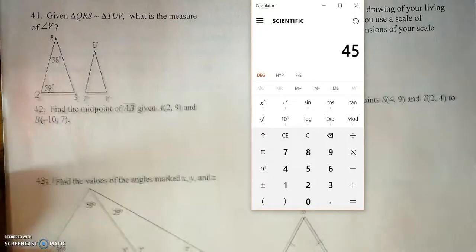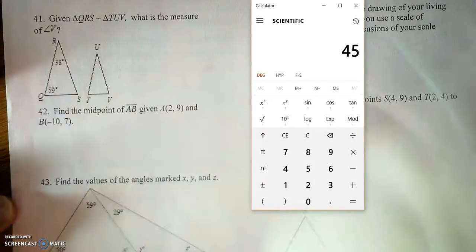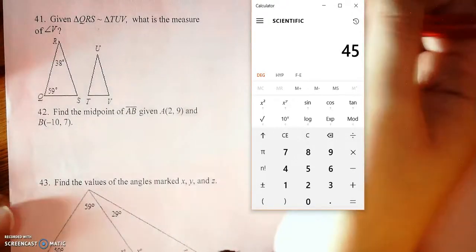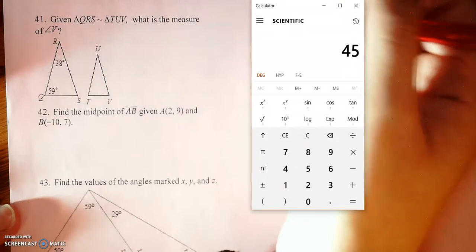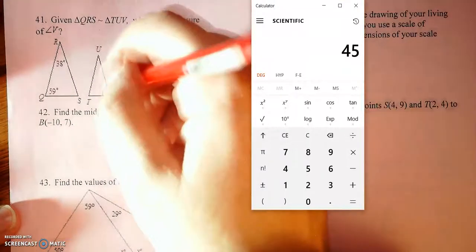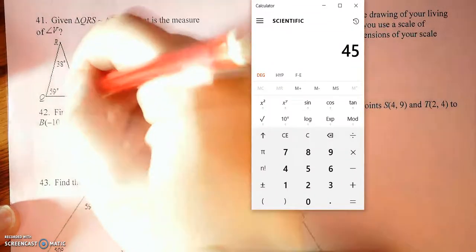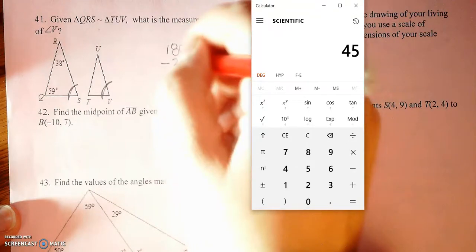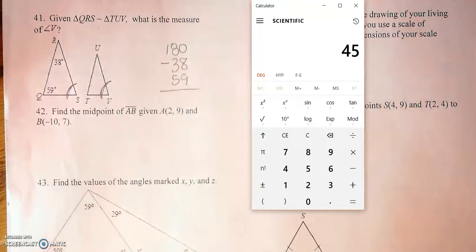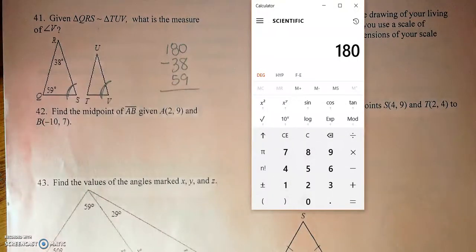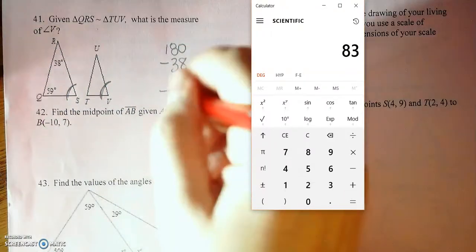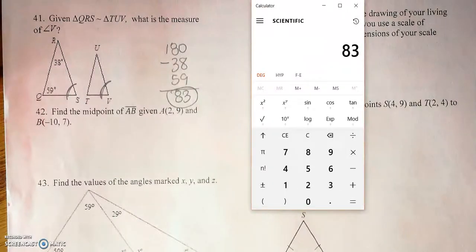All right, number 41. If we have two similar triangles, that means the sides are in proportion and also that the corresponding angles are congruent. So if we're supposed to find the measure of angle V here, that should be the same as the measure of angle S here. The inside angles of a triangle add up to 180. So I'm going to take 180 and subtract the 38-degree angle and the 59-degree angle, and the leftover has to be angle S, and also angle V. So that's going to be 83.